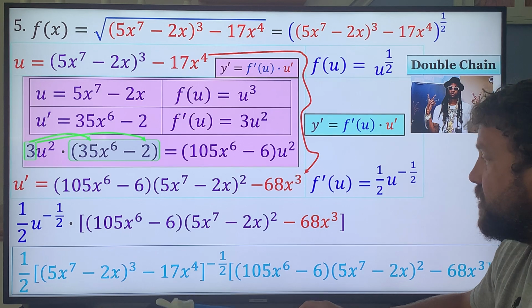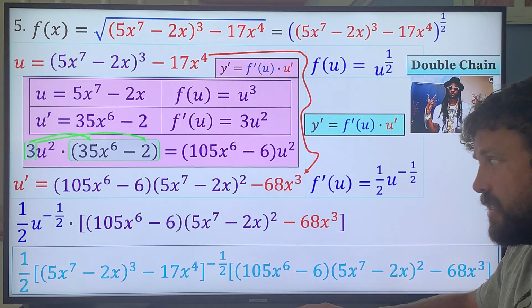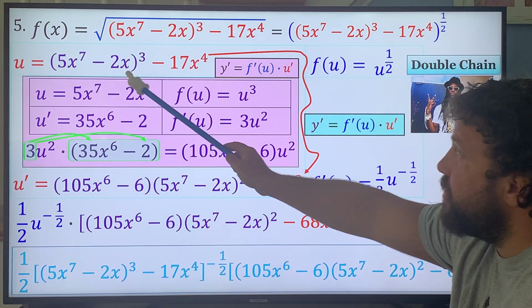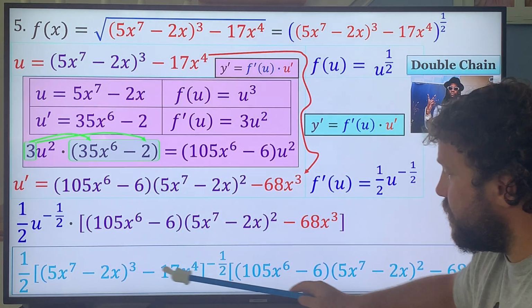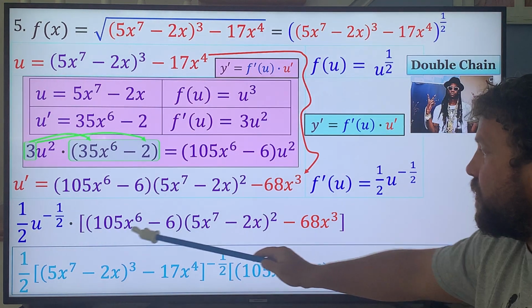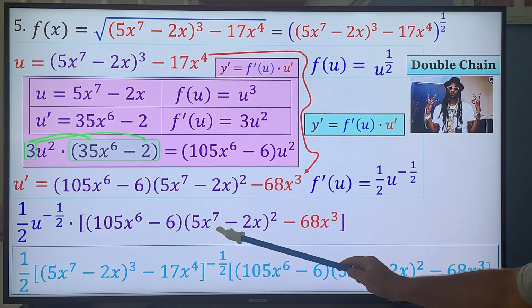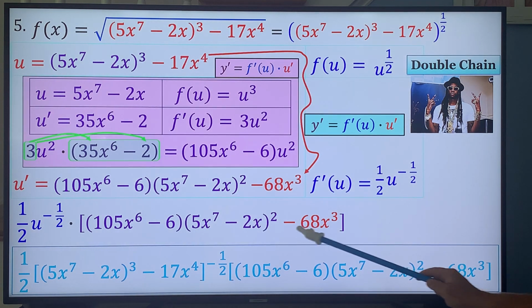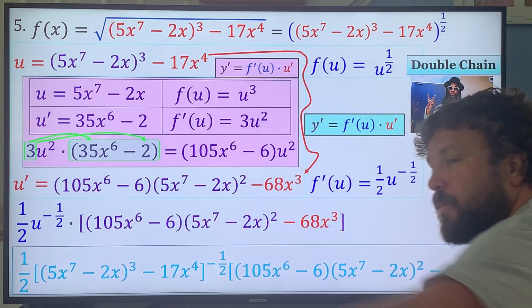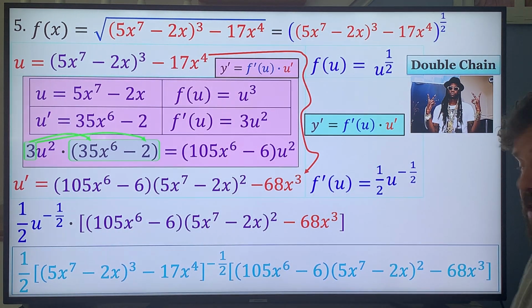So our final answer is, and look, we're not reducing things, we're not making things easier, we're just writing this out. 1/2, 5x to the 7th minus 2x cubed minus 17x to the 4th, to the negative 1/2, times 105x to the 6th minus 6 times 5x to the 7th minus 2x squared minus 68x cubed, and then we bracket that. That's it. Big, long problem, answer, but it's actually pretty easy, isn't it?